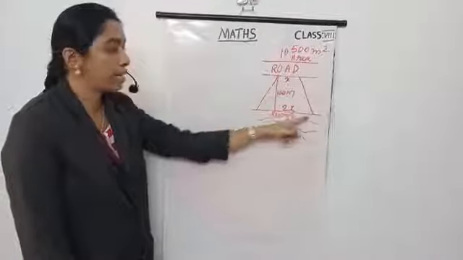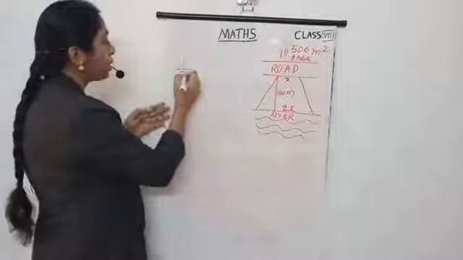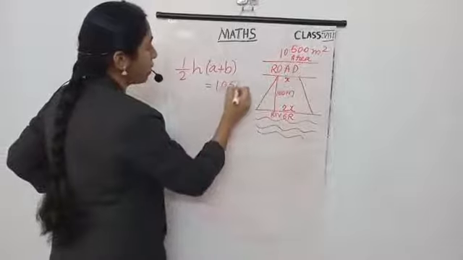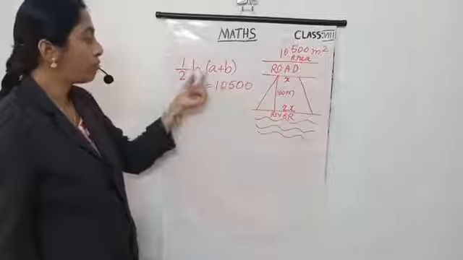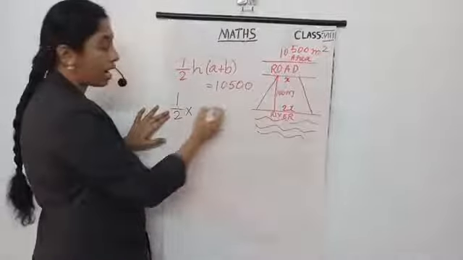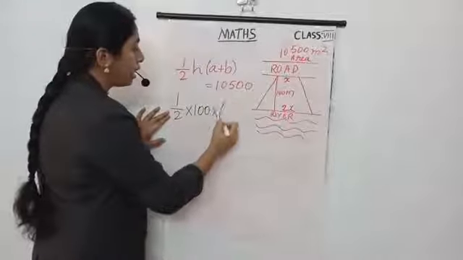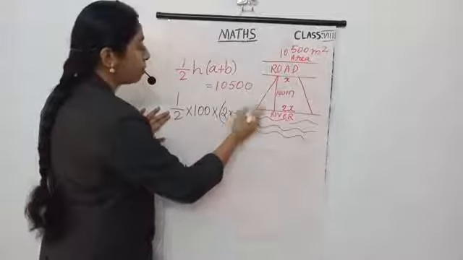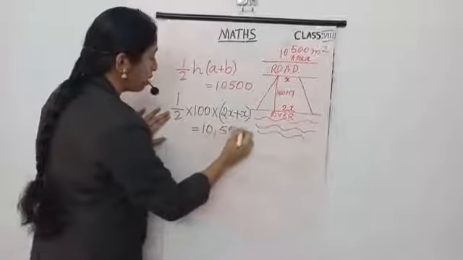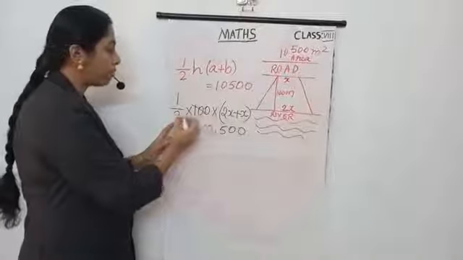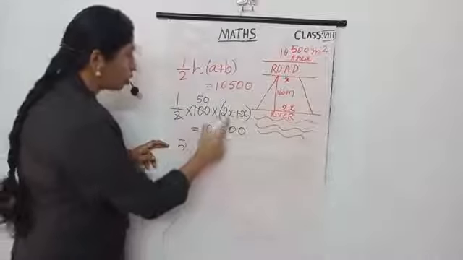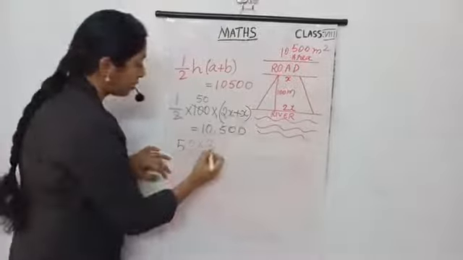Okay, so half into h into a plus b is equal to 10,500. Substitute the values of h, a and b. Half into h means 100, so 100 into a means 2x plus b, this one x, equal to 10,500. Now 100 by 2 we get 50, half of 100 is 50. So 50 into 2x plus x, 3x, equal to 10,500.